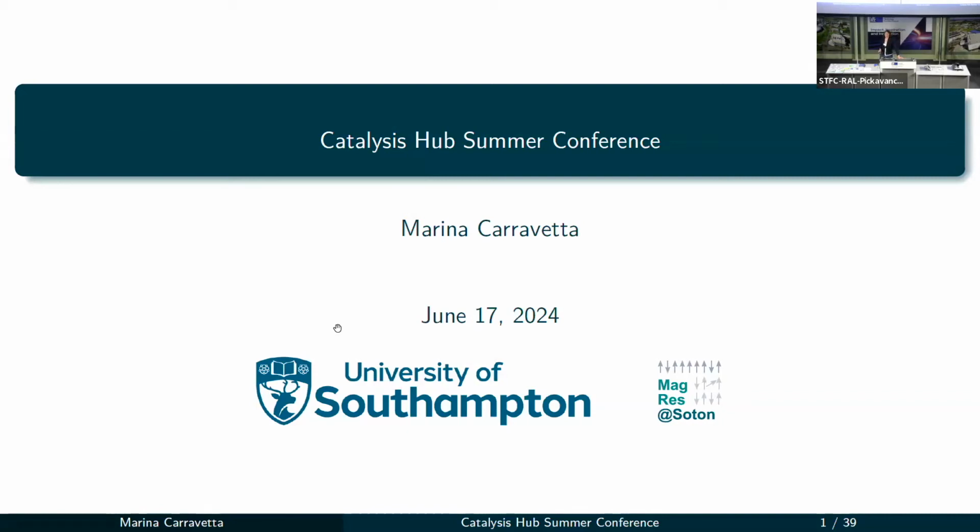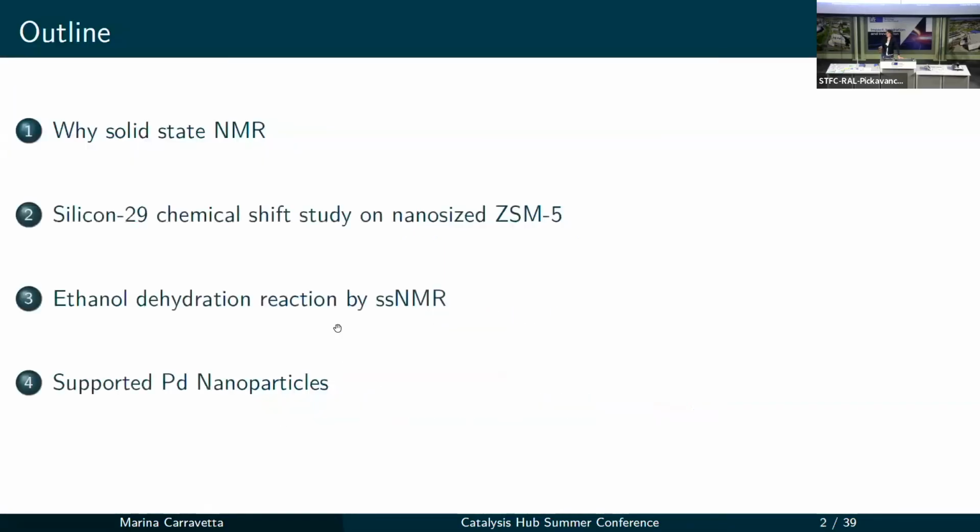My talk today will be focused mostly on NMR methods, and I will show you how to apply them on a number of systems. I will start motivating the choice of solid-state NMR for this type of applications, and then I will go over 3 topics. One is the use of silicon-29 NMR and chemical shift in particular for the study of nano-size ZSM5.